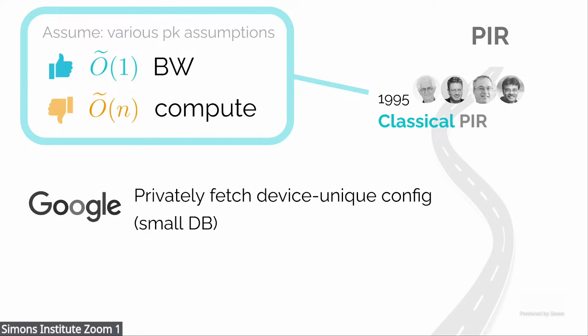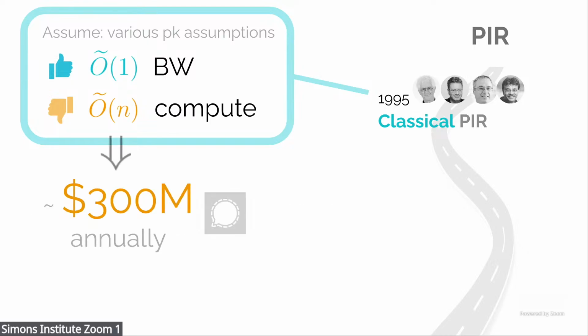I tried to find an actual deployment of classical PIR, and I found one with Henry's help. Henry said he talked to Kevin Yeo from Google, and they're actually running a small-scale application. They're using classical PIR to privately fetch device-unique config. Whenever you register a new device, it's going to fetch some device configuration from some small database. But as you can see, in this case the database should be pretty small, and that's why this linear cost doesn't matter. And for the applications I have mentioned, like Signal and blockchain, the database is really large.